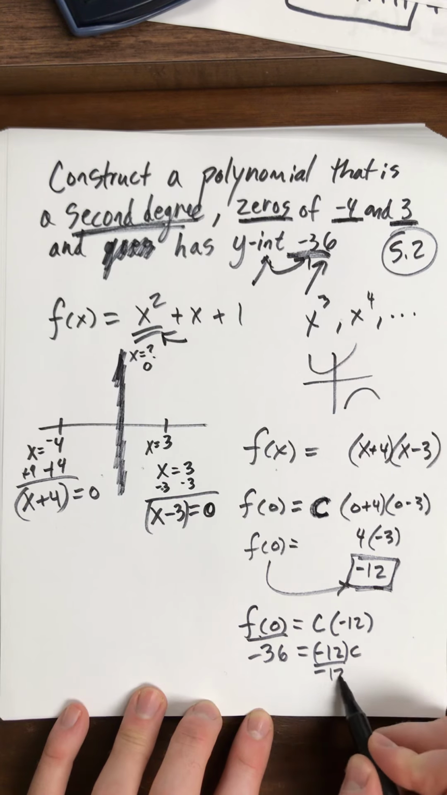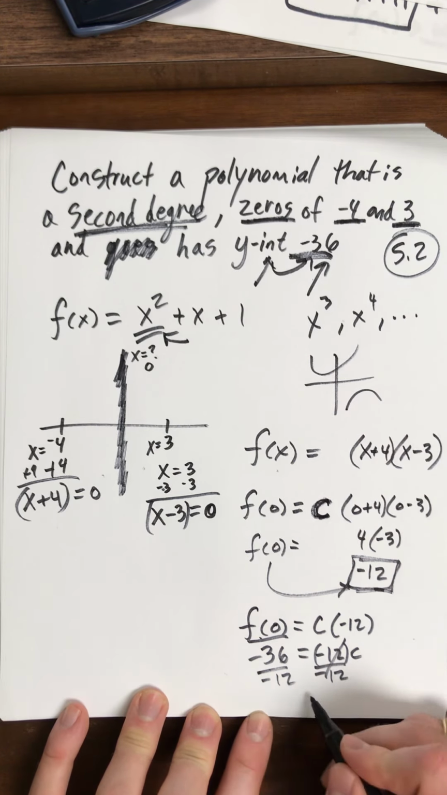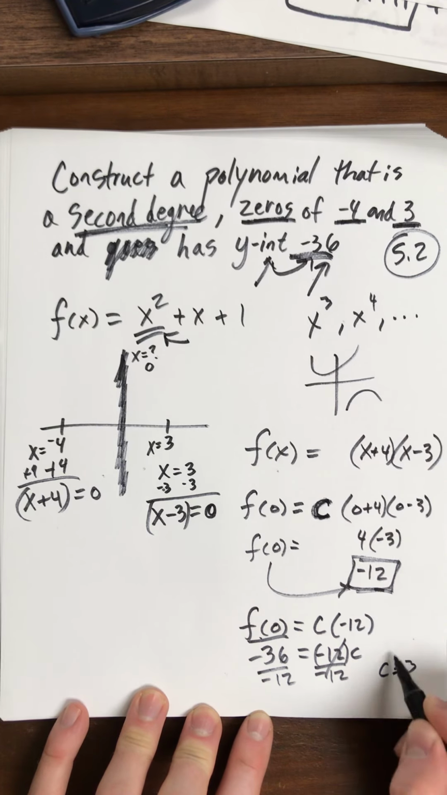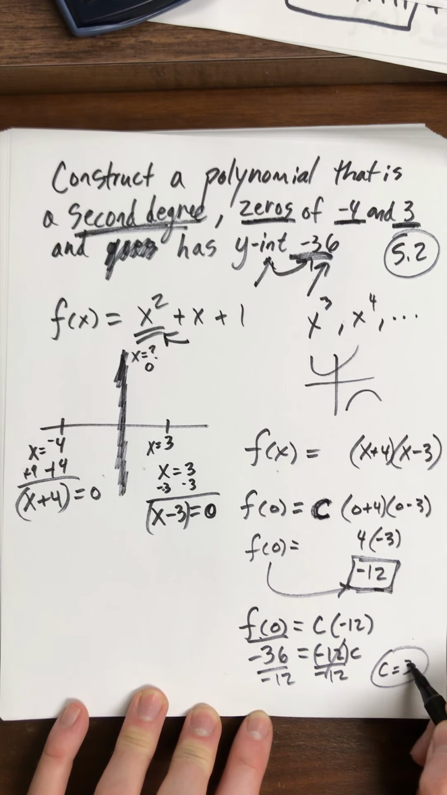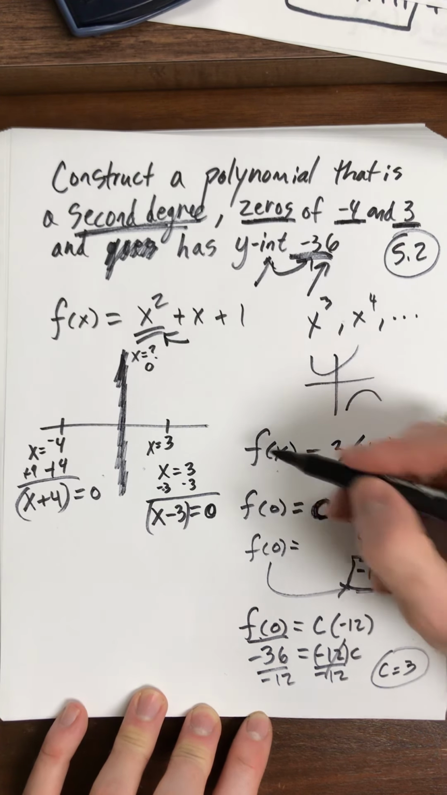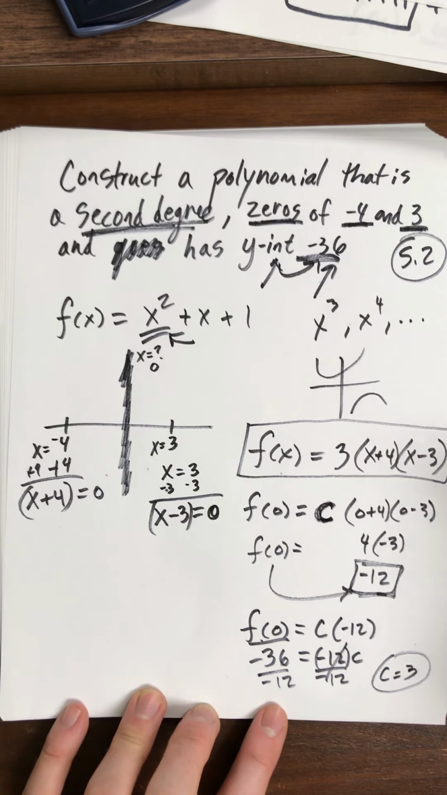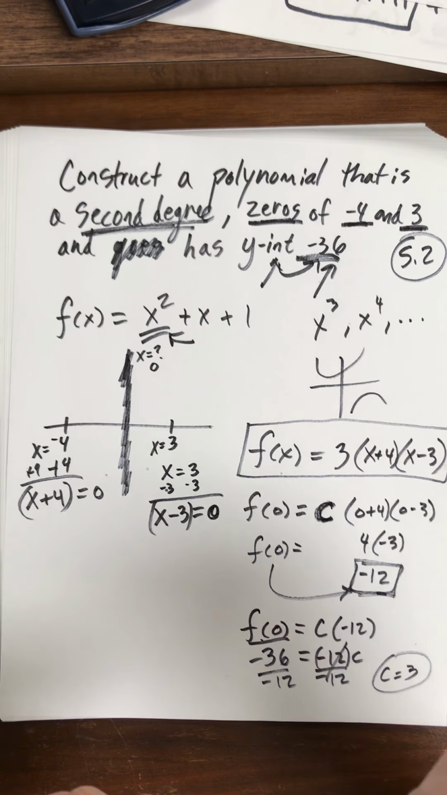So what do I replace c with? Well, I divide both sides by -12, and I get c equals 3, okay? So c equals 3. So my final equation, f of x, is equal to 3 times x plus 4, x minus 3.